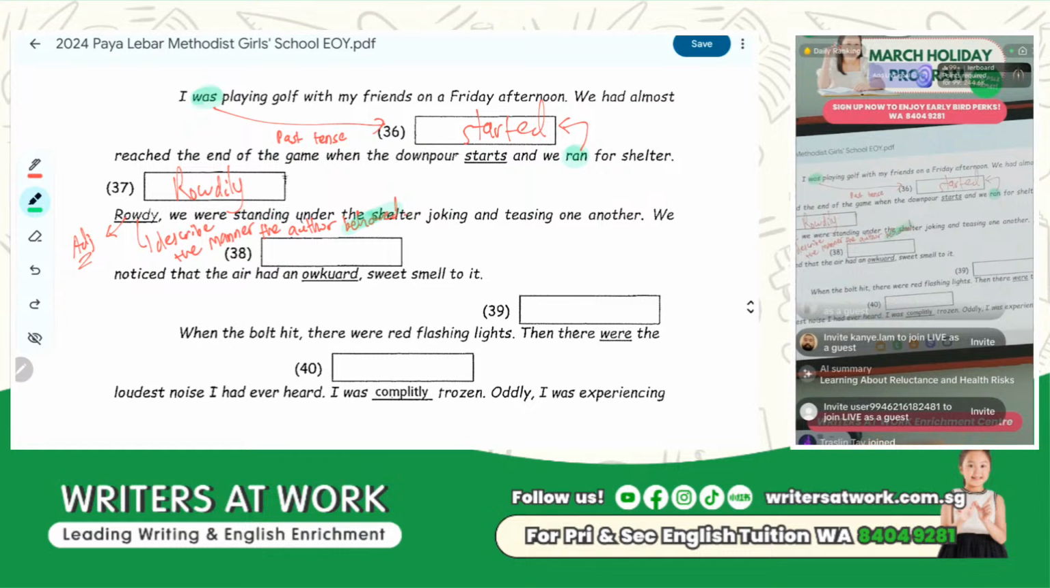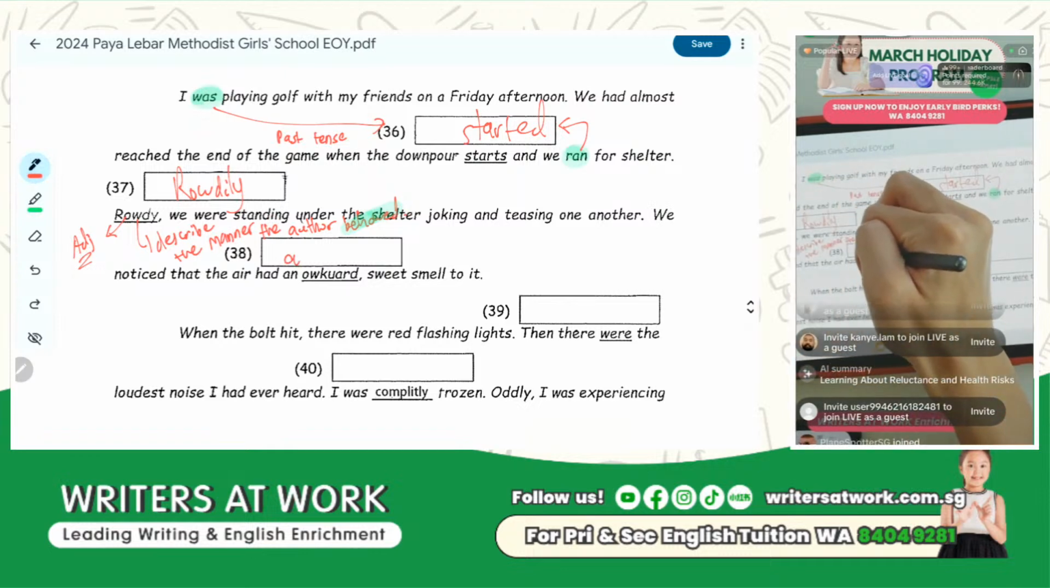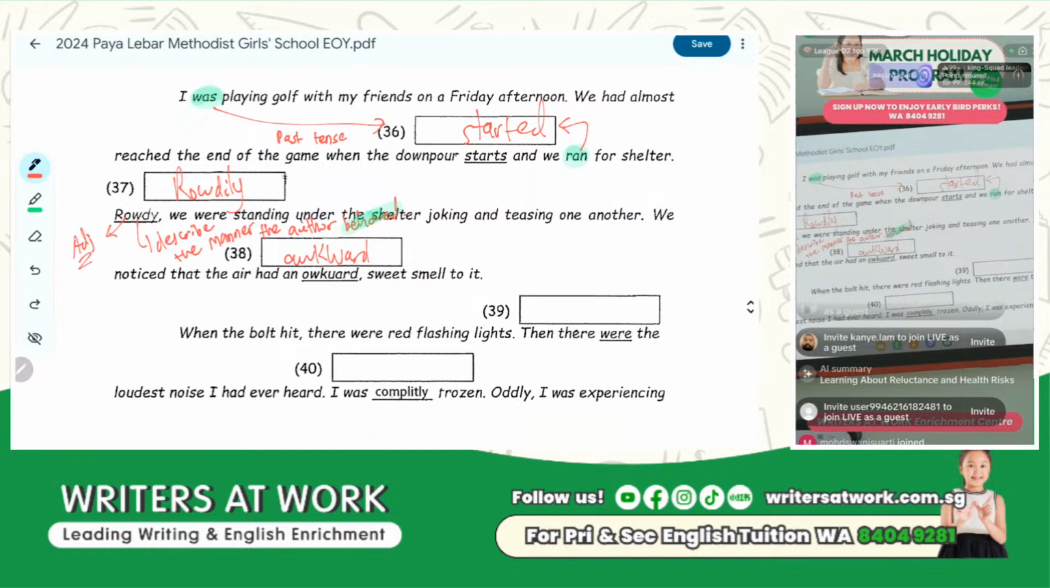We noticed the air had an awkward sweet smell to it. Awkward is spelled wrongly. It's a very common word the examiner will ask you for spelling. The examiner will test you on.